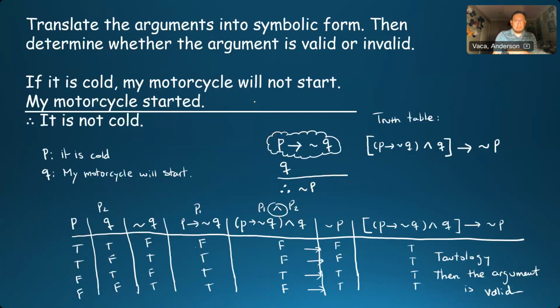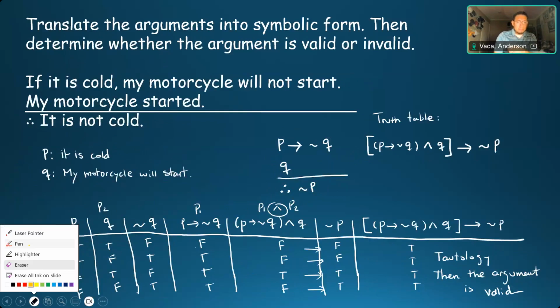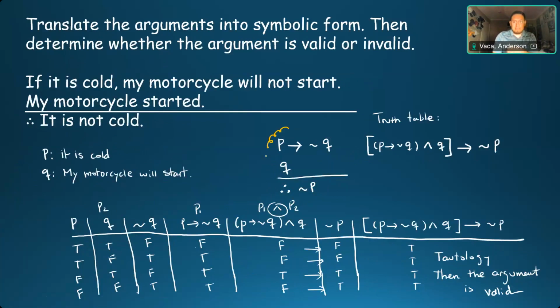This example here is: if P, then not Q; Q; conclusion, not P. And if we write this down, let me pause because I need to write it down myself.